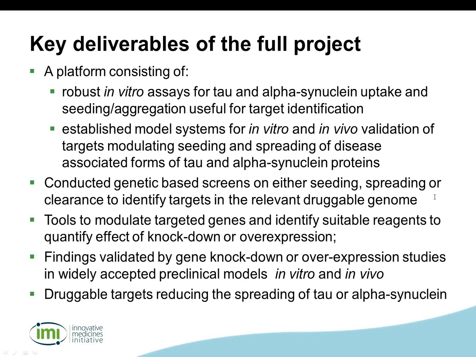This platform of assays is the foundation of the project and is necessary for us in order to deliver on the other key deliverables of the project. Namely, that we end up with completion of genetic-based screens and tools to modulate targeted genes and identify suitable reagents to quantify the effect of knockdown or expression. This makes it feasible that findings can be validated in the accepted clinical models in vitro and in vivo. And finally, that we will show that druggable targets can be found which reduce the pathological spreading of tau or alpha-synuclein.